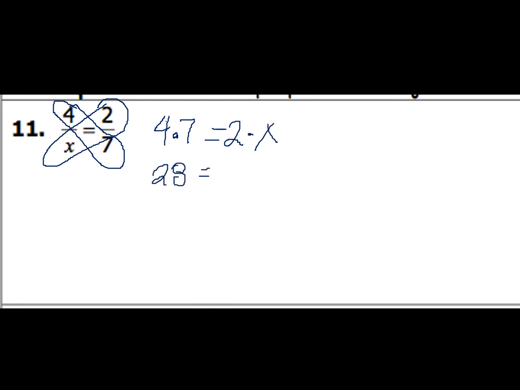Here we go. We're going to use the cross product here, and we're going to multiply 4 times 7 and set it equal to 2 times x. So 4 times 7 equals 2 times x. So this is 28 is equal to 2x. Divide by 2, and x is equal to 14. Okay.